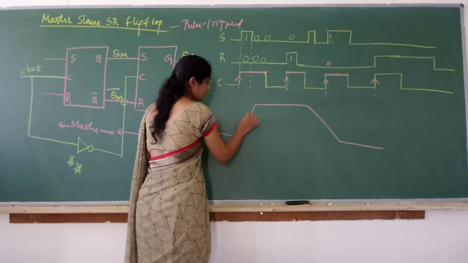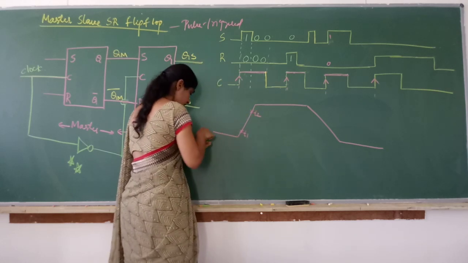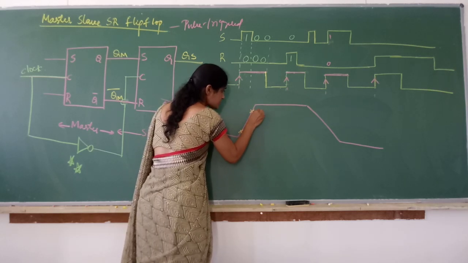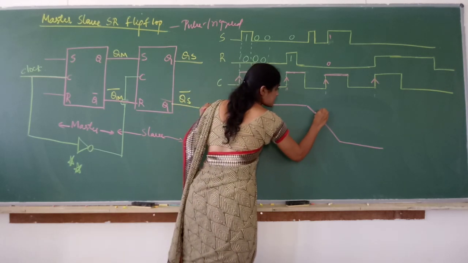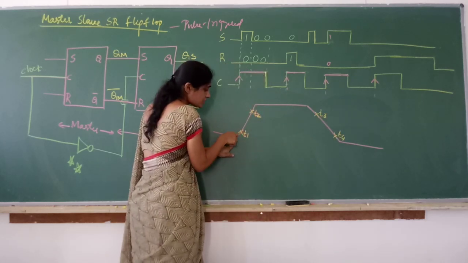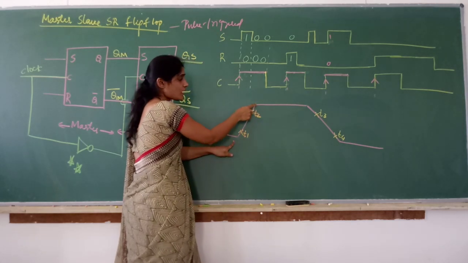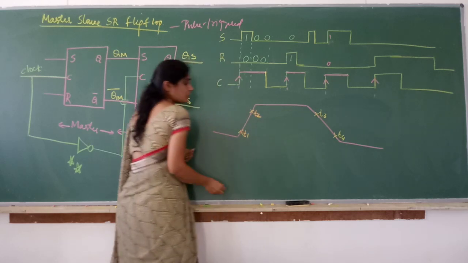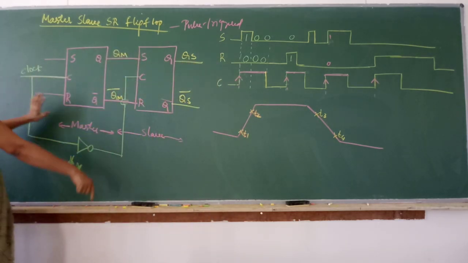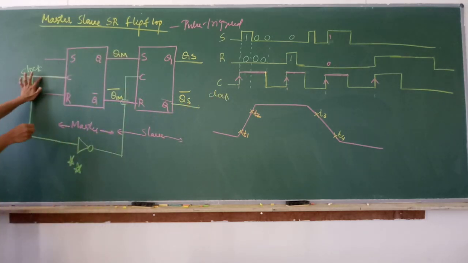Now I will call this T1 and this T2, let me use another color chalk. I will call this T3 and this T4. Just above the 0 line is T1, just below the logic 1 is T2, and the same for T3 and T4. Now look at the circuit. This is the clock pulse we are giving here.